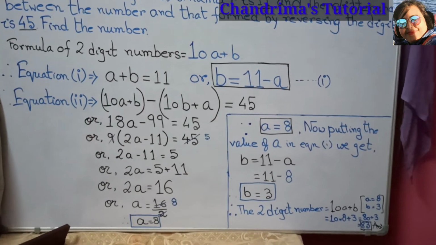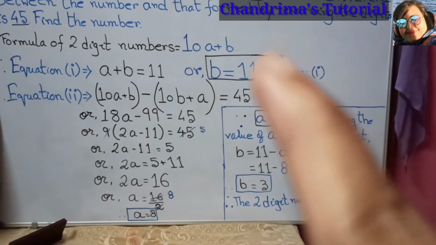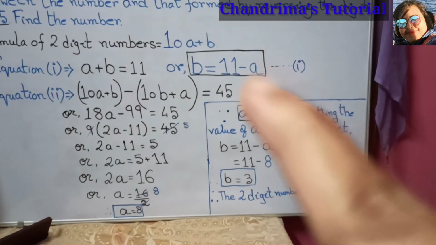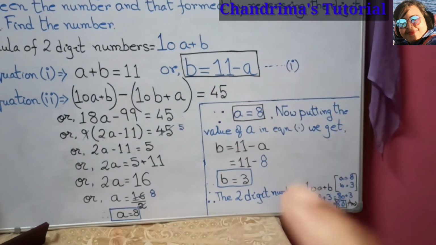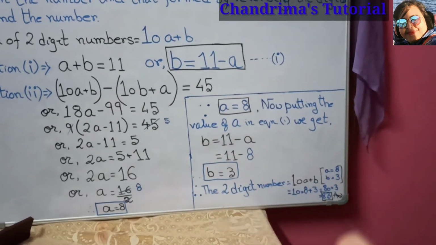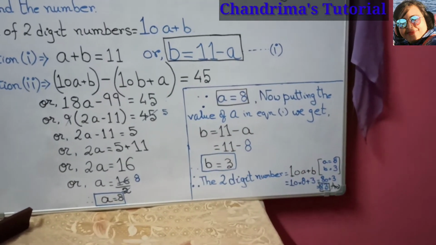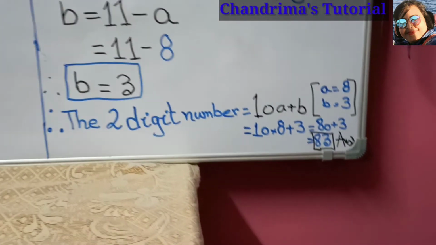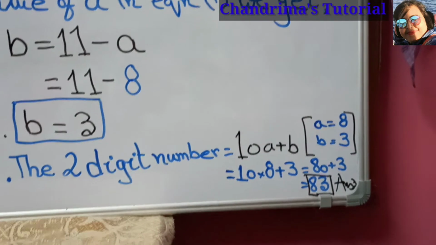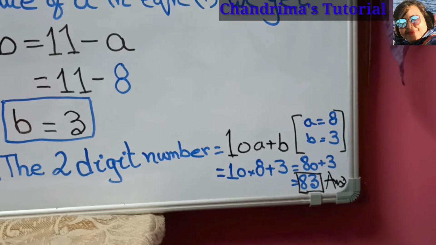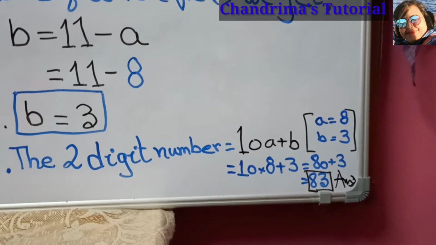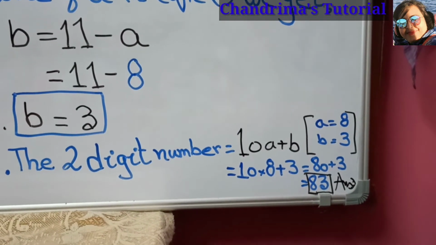Now we have to find out our b, that is the ones digit. Putting the value of a in the first equation, b equals 11 minus a, that means 11 minus 8, that means b equals 3. Therefore, the 2-digit number is 10a plus b, where a is 8 and b is 3. So 10 into 8 plus 3, that means 10 8s are 80 and plus 3, that is 83.